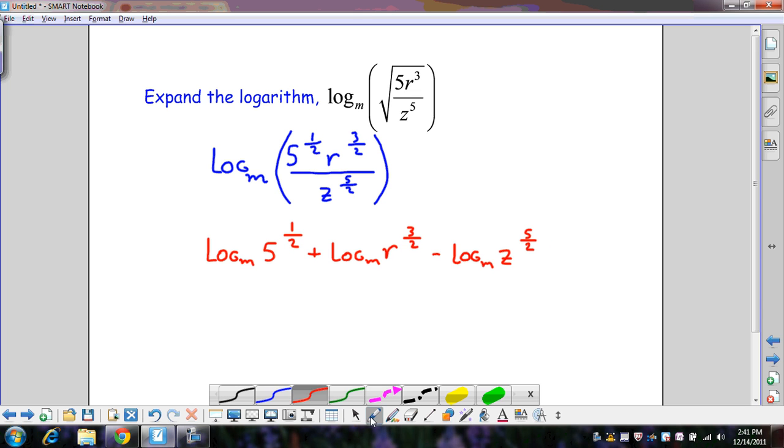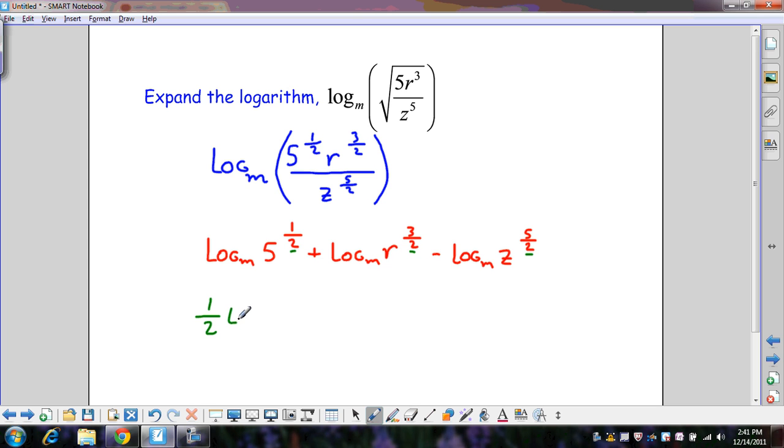Now, since the z to the 5/2 is being divided, I'm going to use the property where I will subtract log base m of z to the 5/2. Now, this has been expanded, but it hasn't been expanded completely, because in order for it to be completely expanded, what I'm going to have to do with my three powers is drop my powers out in front of the log.